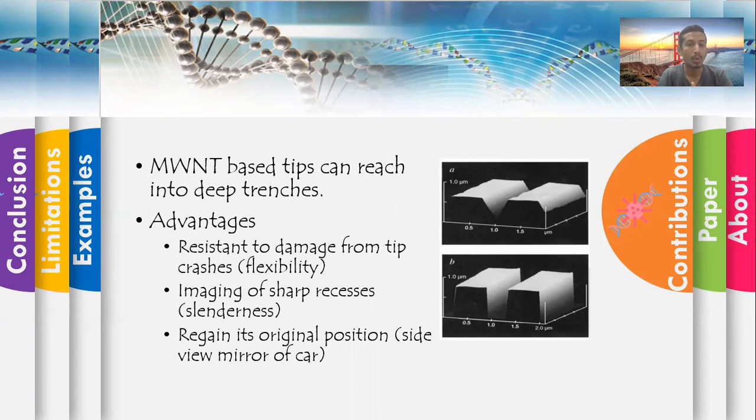So there are multiple advantages of using nanotubes as probes or tips. They are resistant to damage from tip crashes because of their flexibility. Their slenderness allowed them to image sharp recesses. They can regain their original position, just like the principle of an old side view mirror of a car.